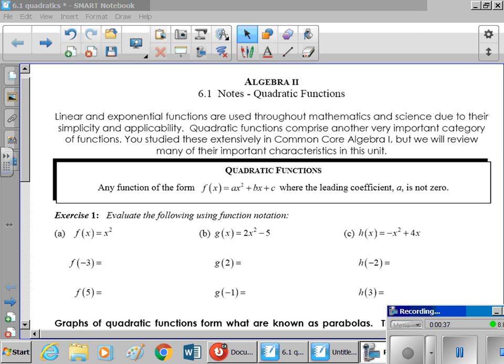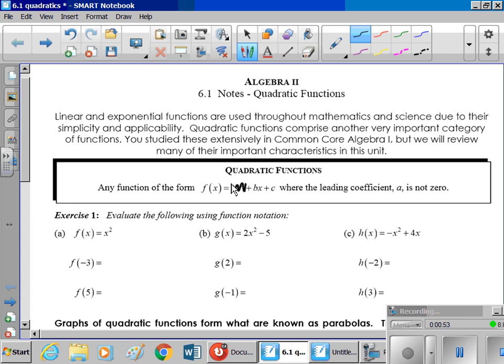and their characteristics. All right, so any function of the form y equals ax squared plus bx plus c, where the leading coefficient a is not 0. And the reason that we say that, we always get flipped out by all that stuff they put at the back, because if a was 0, this term would go away. And then we'd have f of x equals bx plus c, which is a linear function. Okay, so that has to be there in order to have a quadratic function, obviously. So here is my linear term, here's my quadratic term, and here's my constant.